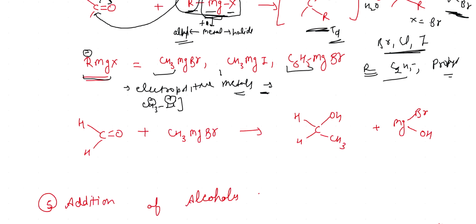So this is your example in which I have shown the reagent CH3MgBr and the reactant is formaldehyde, and this is our final product in which there is formation of a carbon-carbon bond. So this was the reaction about the addition of Grignard reagent to carbonyl compounds. This is the most important reaction which synthetic chemists always use.